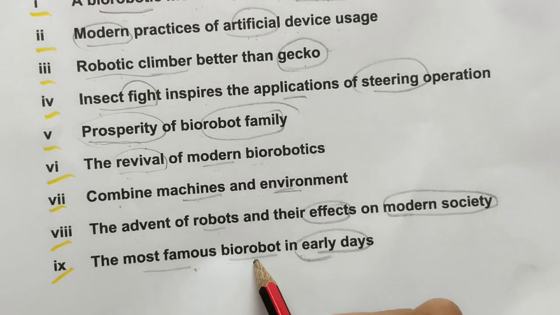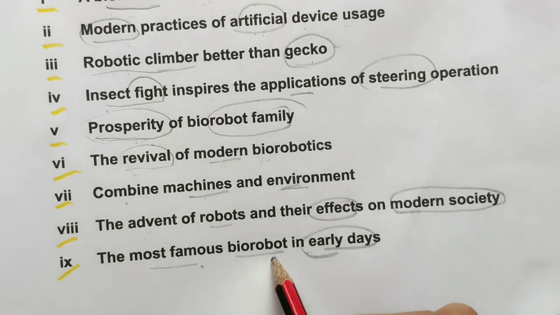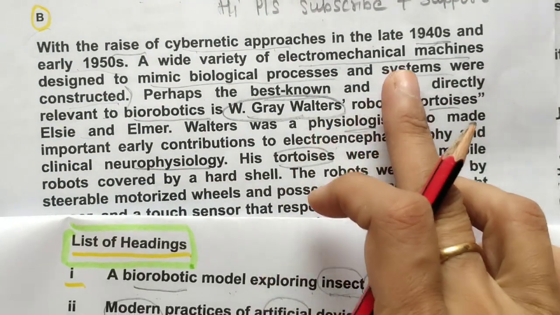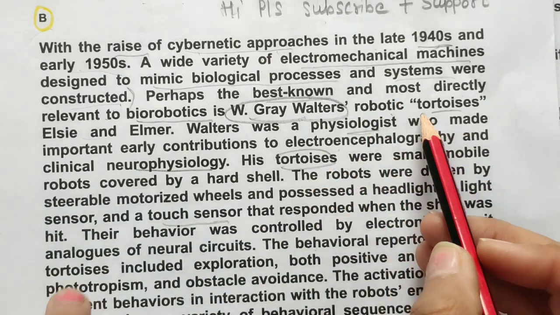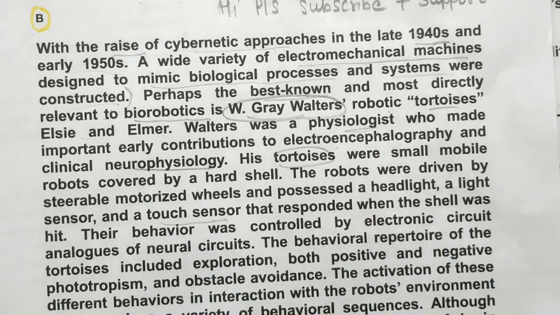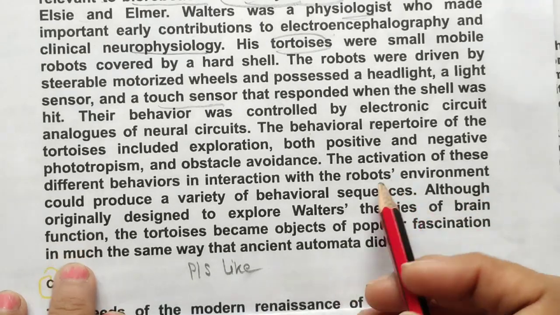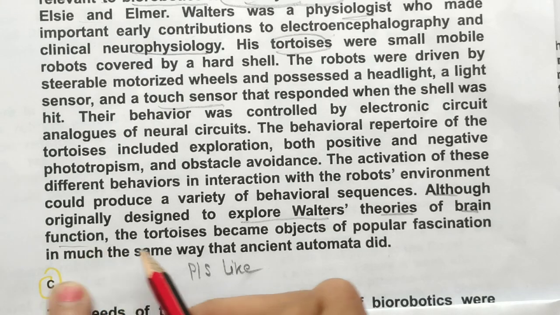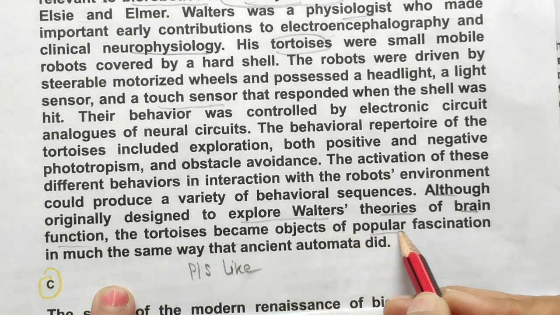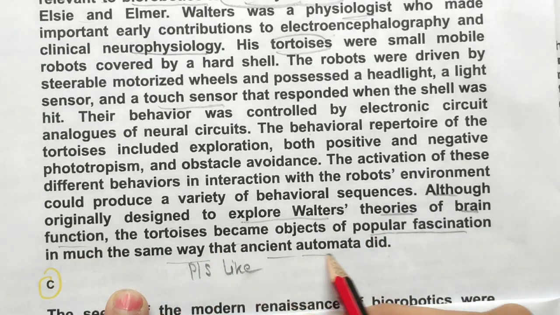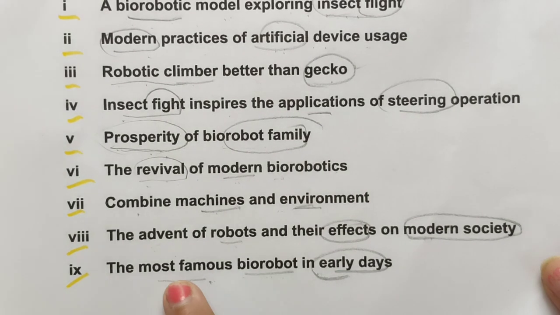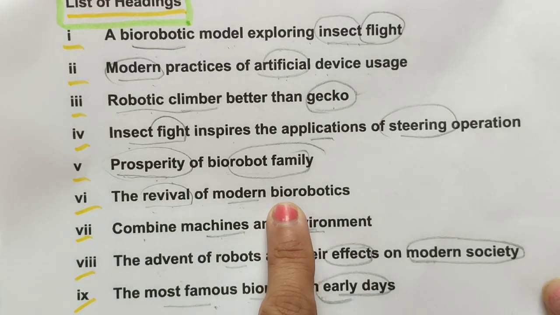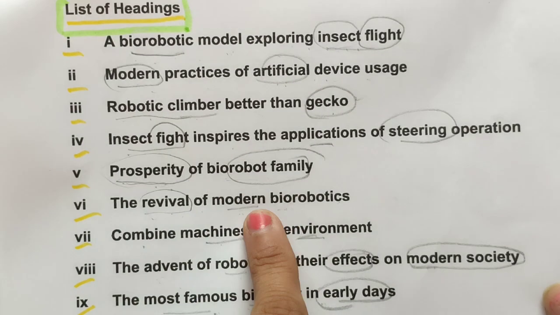The most famous bio-robot in early days. I think they are early days, the most famous one, because they are talking about tortoise also. Okay, let's read the last sentence also. Although originally designed to explore Walter's theories of brain function, the tortoises became objects of popular fascination in much the same way the ancient automata did. Then we can match here the most famous bio-robot in early days and the revival of modern biorobotics. So the modern word is not there.